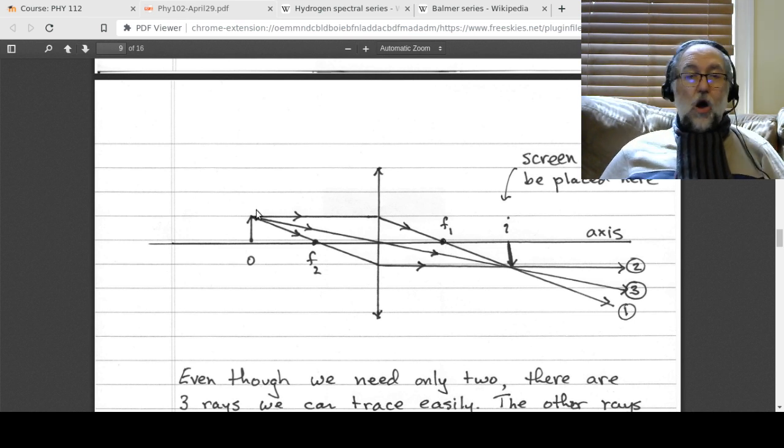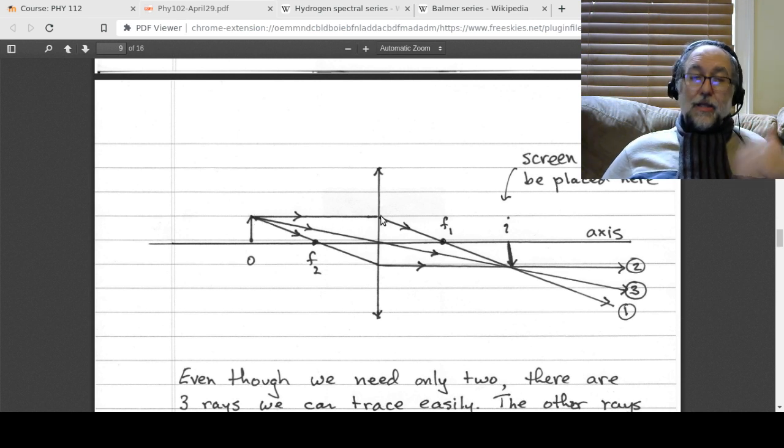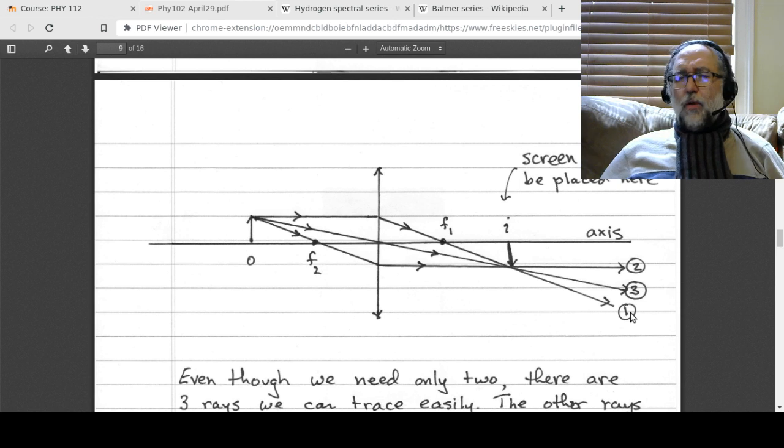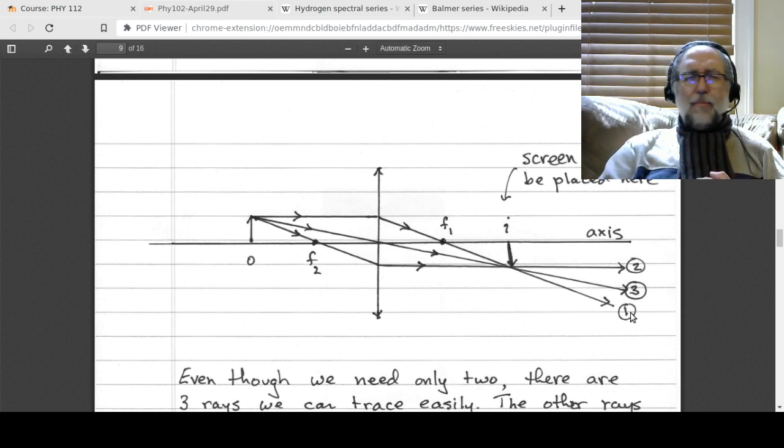Well, we don't have to trace a bunch of parallel rays there. We just want to follow that one parallel ray that leaves the tip of the arrow, travels parallel to the axis until it hits the lens, and then gets bent through the focal point and travels out here like that. That's ray number 1, okay? Now, if you just drew ray number 1, you wouldn't know where the image is formed, okay?